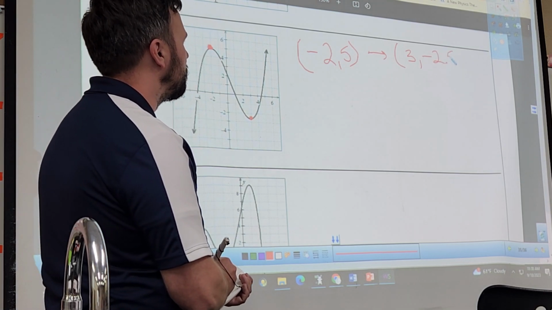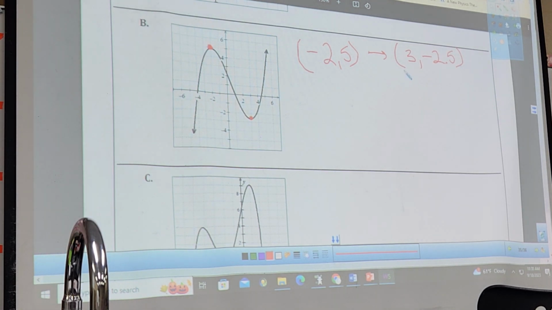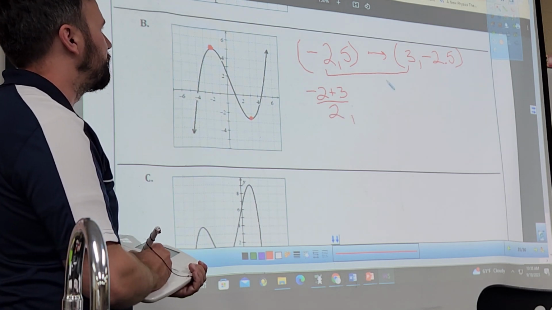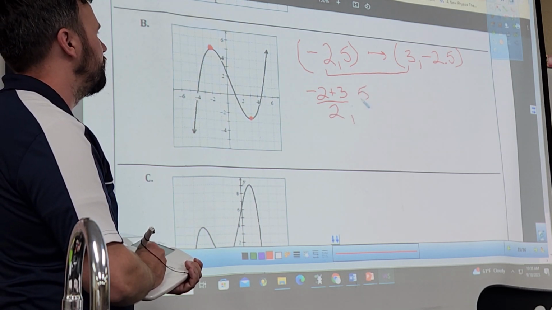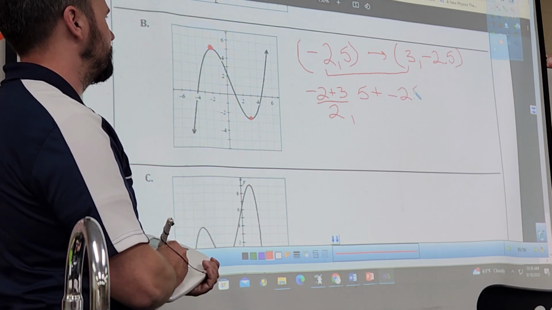So now what can I do between those 2 points to find my point of inflection? Midpoint. Find the mid, add them up, divide by 2, right? It's commutative. So negative 2 plus 3 over 2. Honestly, the hardest part for you guys is going to be figuring out which method to use. If you know the points on the graph, this is probably one of the best ways.